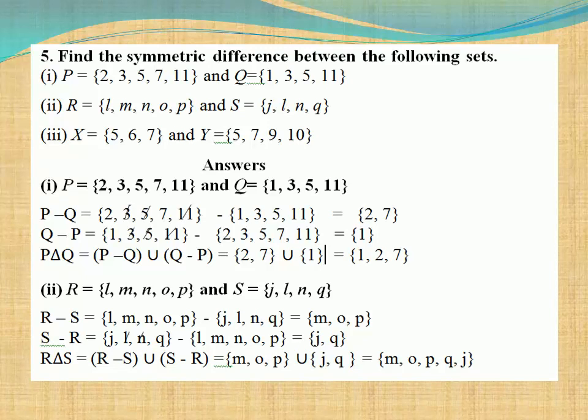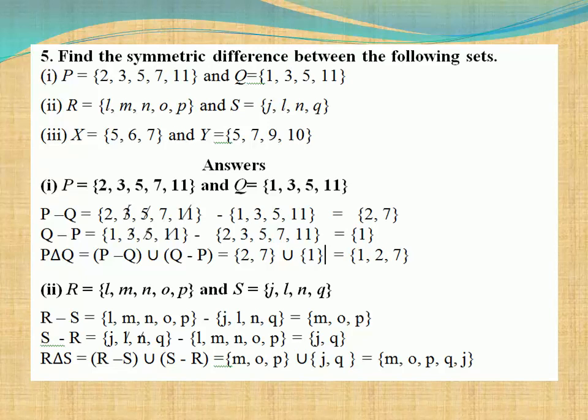Second subdivision, both are the same only, but the sets are different here. R is equal to L, M, N, O, P and S equal to J, L, N, Q. Now R minus S equal to what? Here set of all R minus set of all S is given. First cancel the common elements. What are the common elements here? L and N. The remaining elements from R is M, O, P.